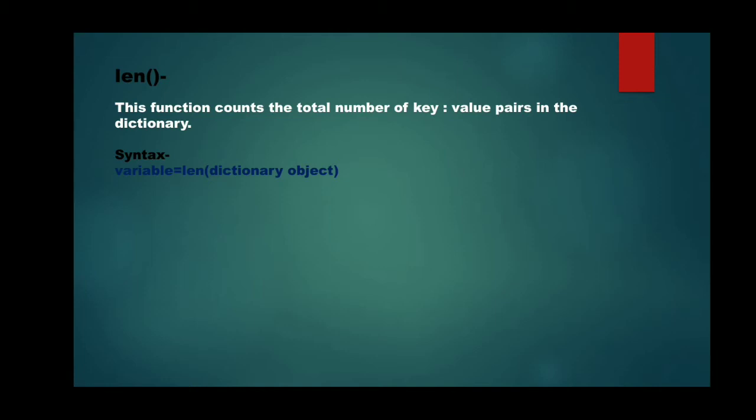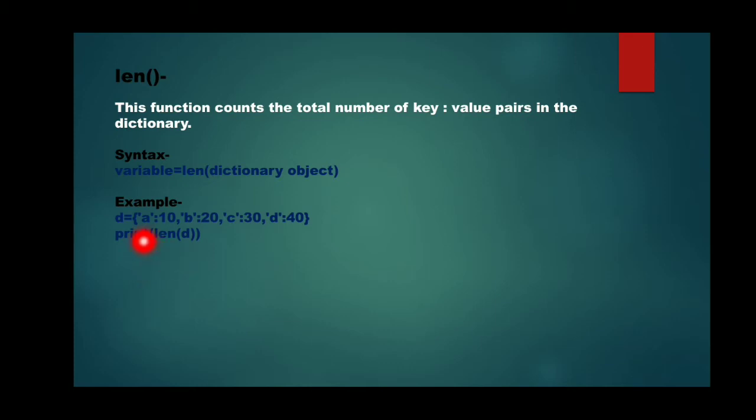And how do we use it? We simply write the variable name which will store the count, equal to len, and then within brackets we write the dictionary object name. Let's take an example. Suppose D is my dictionary which contains A:10, B:20, C:30, D:40, and I have applied the len function to this dictionary, writing print(len(D)).